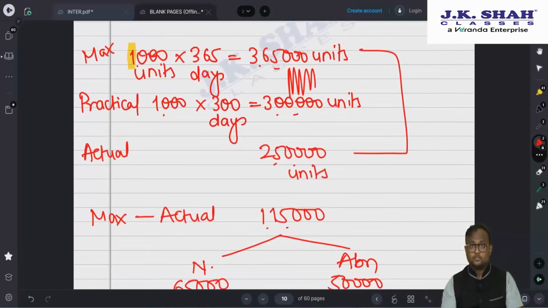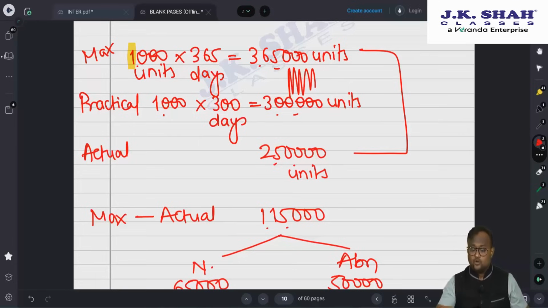365 days, nobody works. The machine says 1000 units per day can be produced. Since I have 365 days in a year, my maximum capacity says 365,000 units can be produced. But when I consider potential time loss, I realize that a maximum of 3 lakh units can be produced.